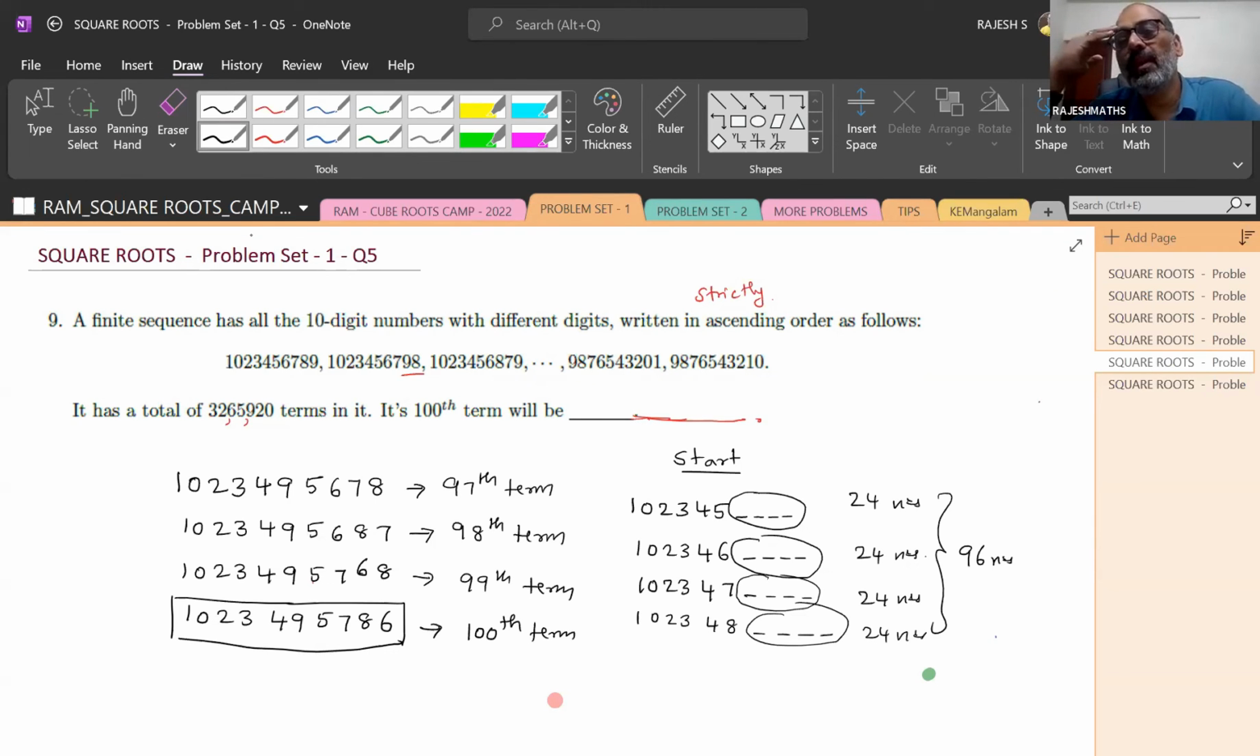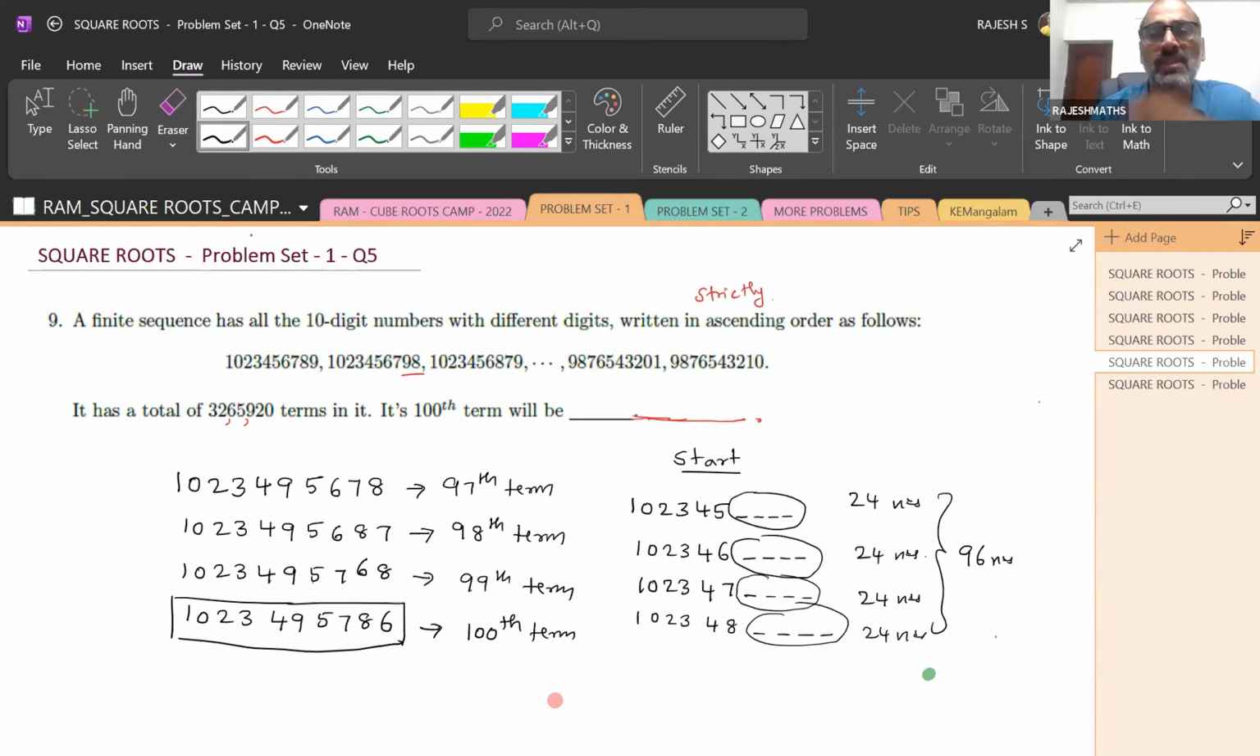It's the only way. Okay, 24 starting with 1 0 2 3 4 5. Another 24 starting with 1 0 2 3 4 6. Another 24 for 4 7, 24 for 4 8. Then 4 9. We have to put breaks because we have come closer. We can't straight away get another 24, otherwise we would have permuted all the last 5 digits. So 96 we have done.